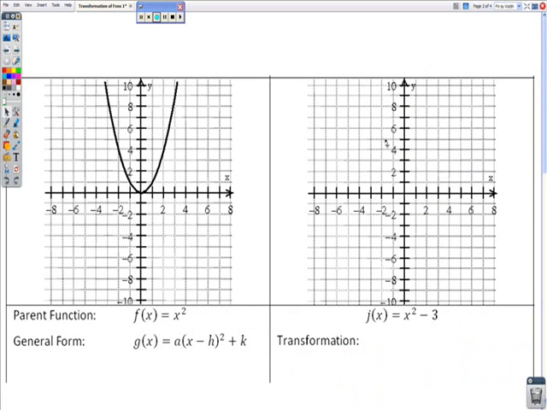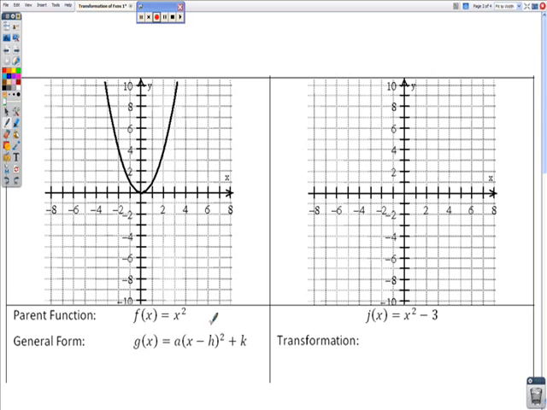We've got the parent function, x squared, and we have the general form, a(x minus h) squared plus k. Here our function is the square, squaring x. You'll notice that h operates on x before the function is applied. So h is our horizontal translation. k operates on the output. That is, it operates after the function x squared, the square, is applied. So it's going to shift us up and down.